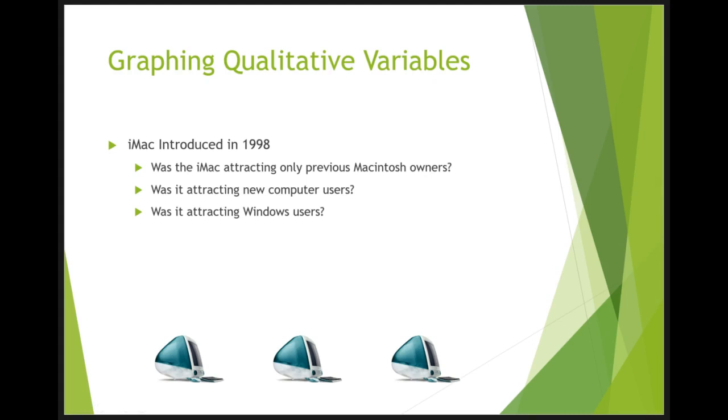In this video, we are going to take a look at graphing qualitative variables. When Apple Computer introduced the iMac computer in August of 1998, the company wanted to learn whether the iMac was expanding Apple's market share. Was the iMac just attracting previous Macintosh owners, or was it purchased by newcomers to the computer market and by previous Windows users who were switching over?